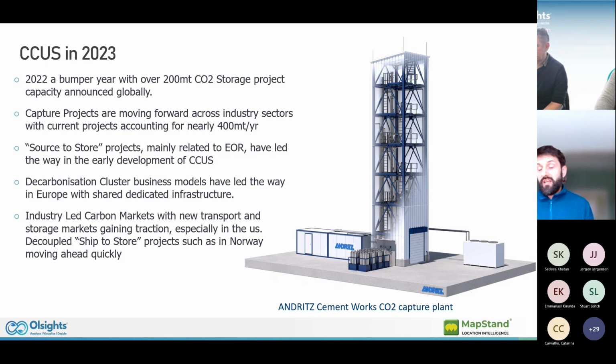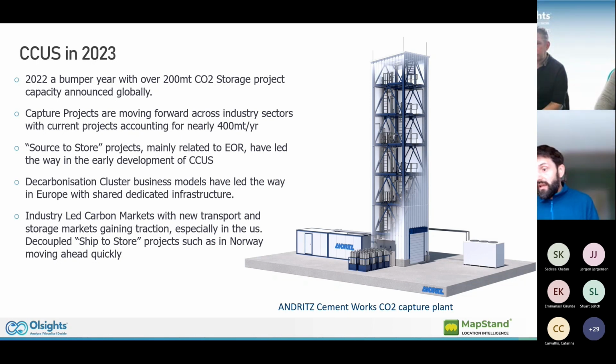We see decarbonisation clusters, which of course in the UK we've been hearing so much about in recent years, where we have quite a diverse grouping of different companies coming together, developing a shared industry, a shared strategy to decarbonise specific areas or industrial areas. And within these groupings, you'll have emitters, transport companies, and also the stores working together.